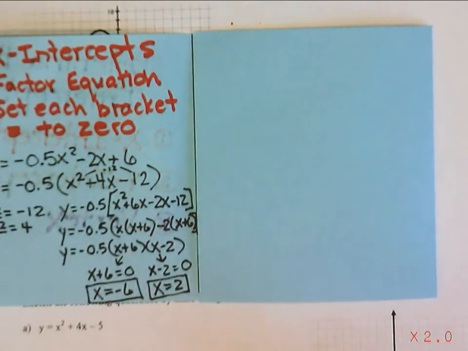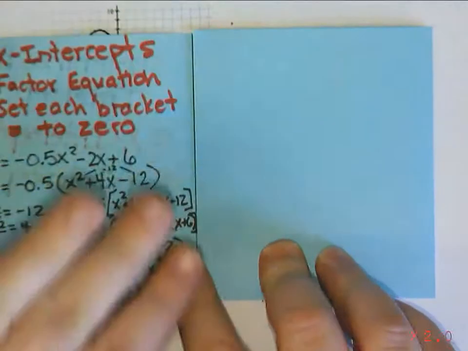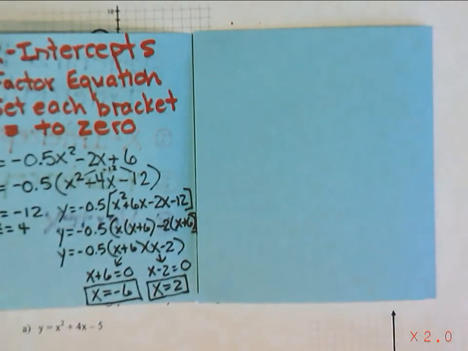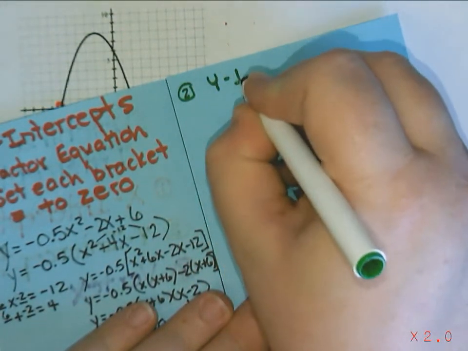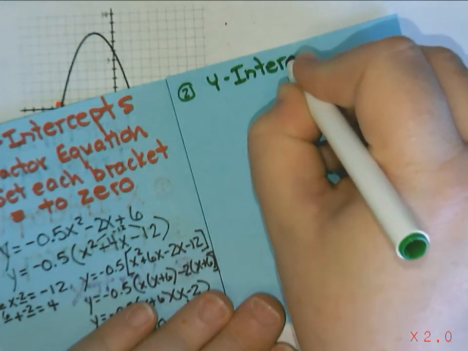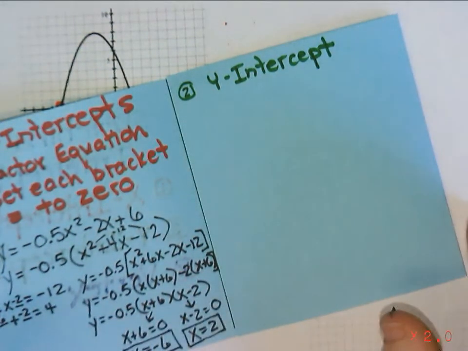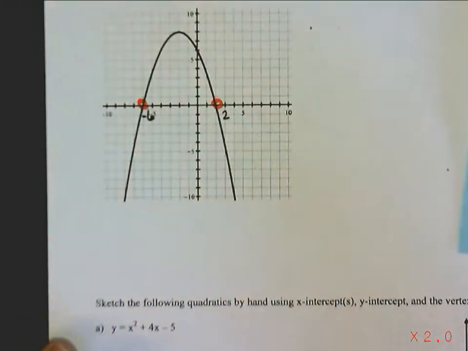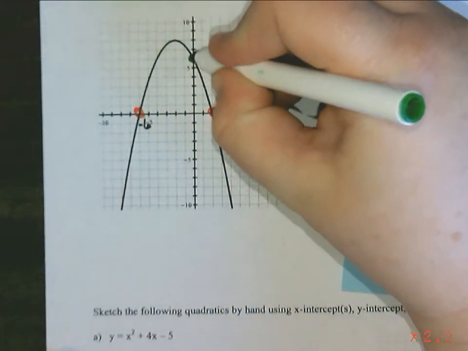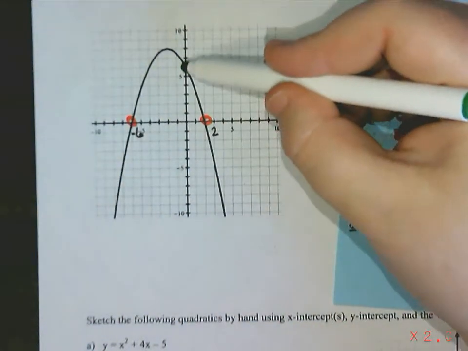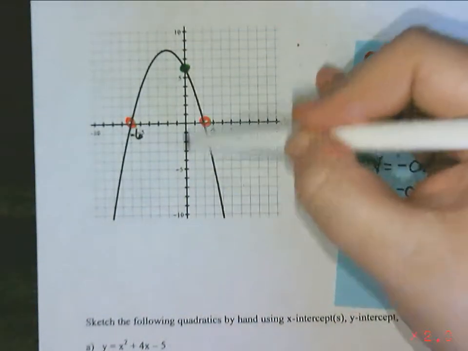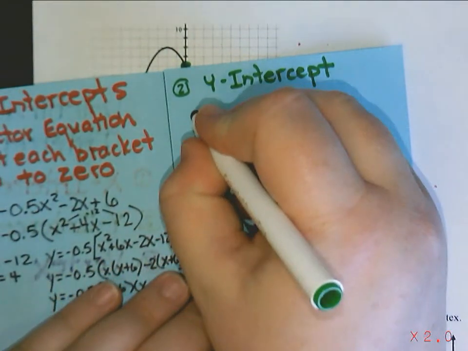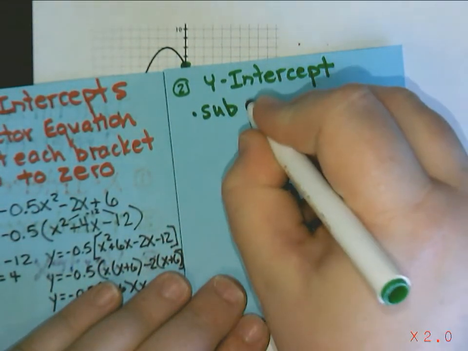We're going to find our y-intercept. What color? I use green for that. All right, so to find our y-intercept, if I take a look at the graph, the y-intercept is where the graph crosses the y-axis, and that would be where x is 0. So all the points on the y-axis have an x value of 0. So to find your y-intercept, all you have to do is substitute in the value x equals 0.